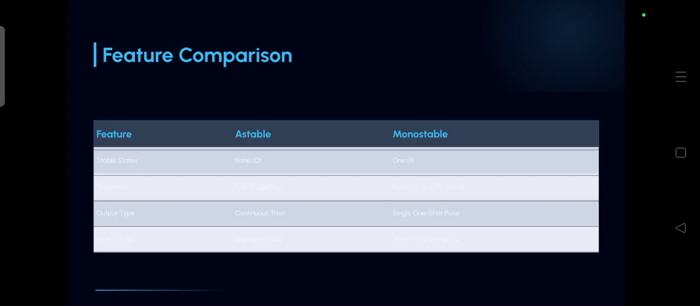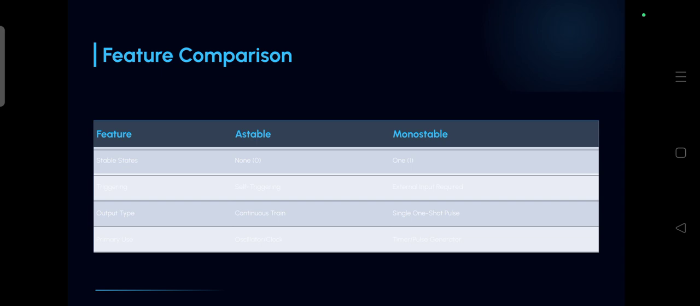The next one is a feature comparison for astable and monostable multivibrators. The feature is stable states: astable has none, that is zero, and monostable has one. The second one is triggering. Astable multivibrators are self-triggering. Monostable multivibrators require an external input for triggering.